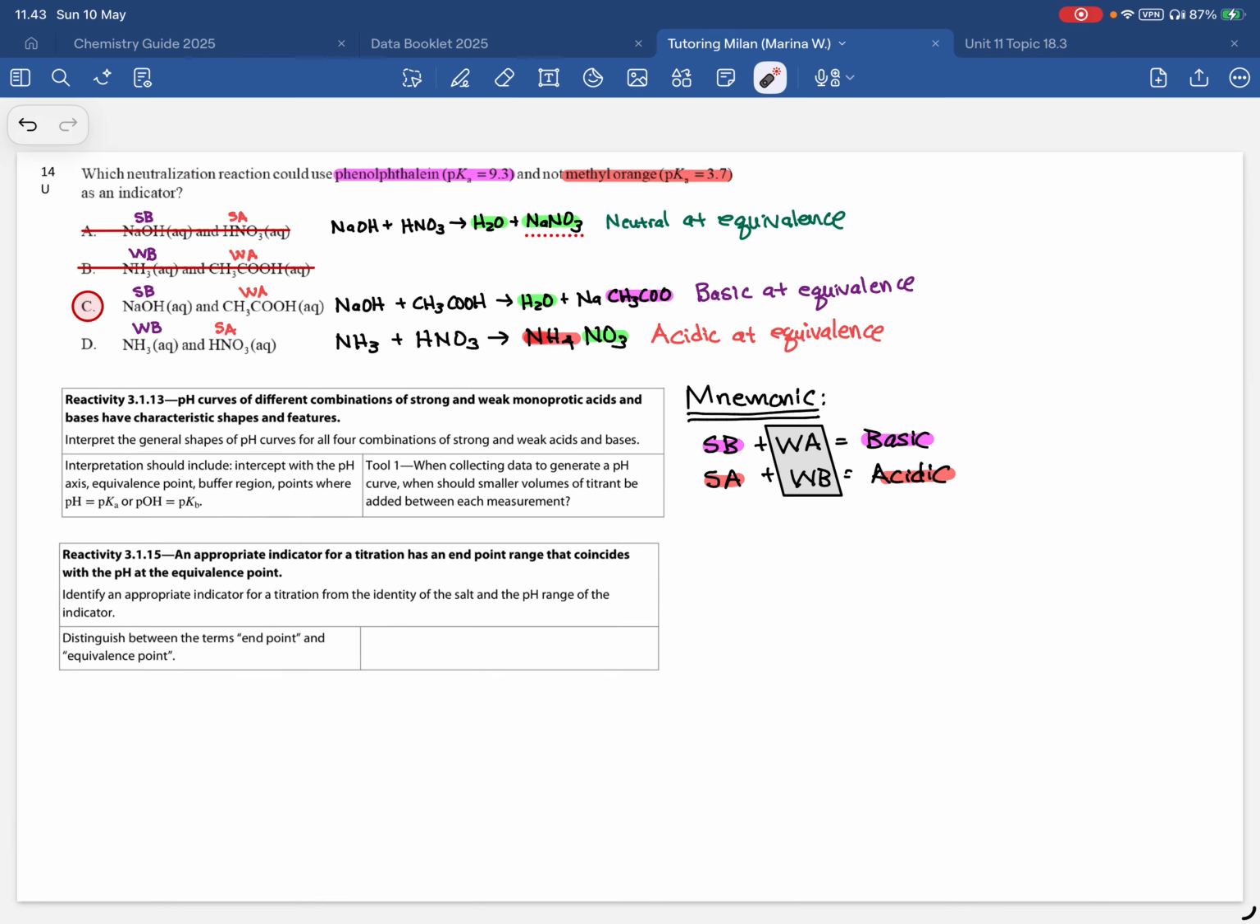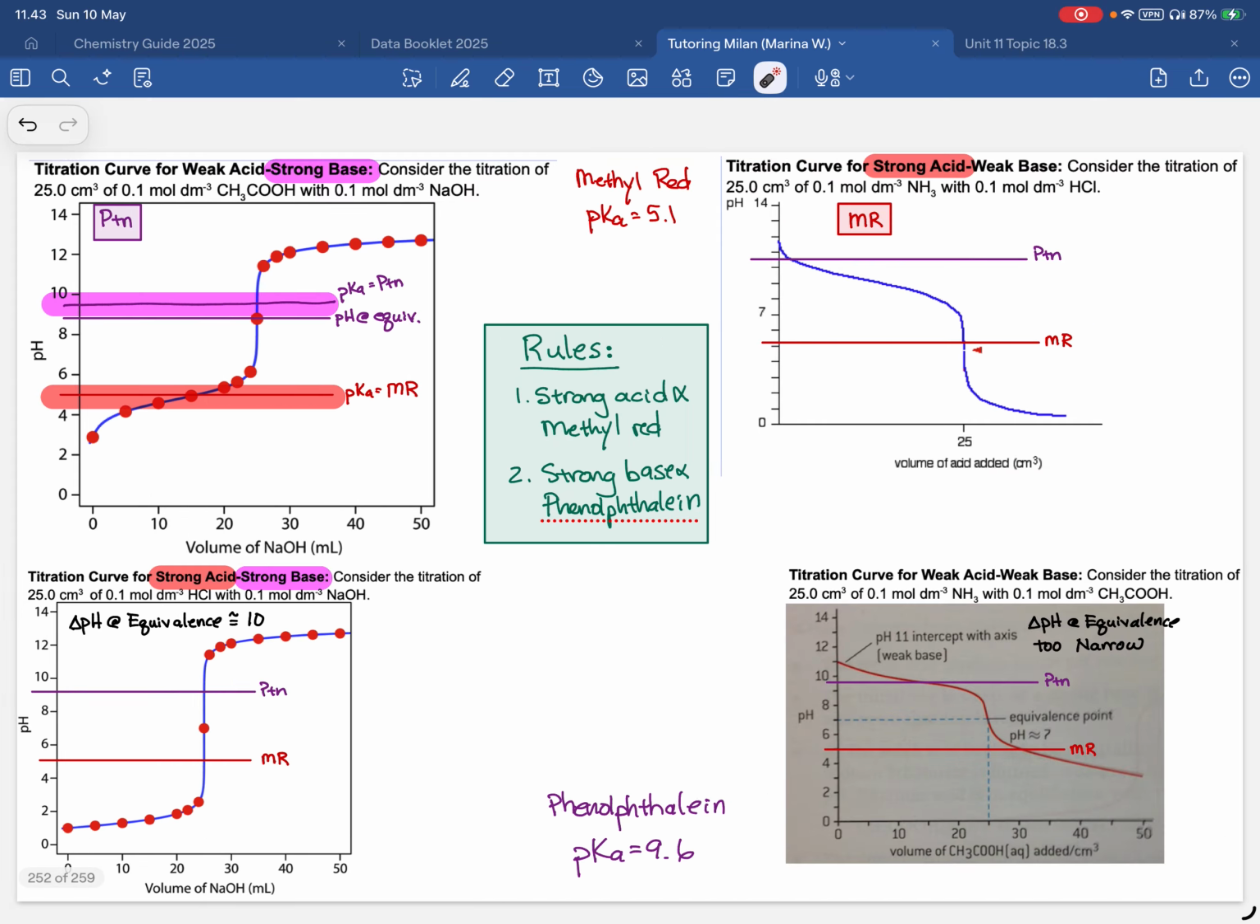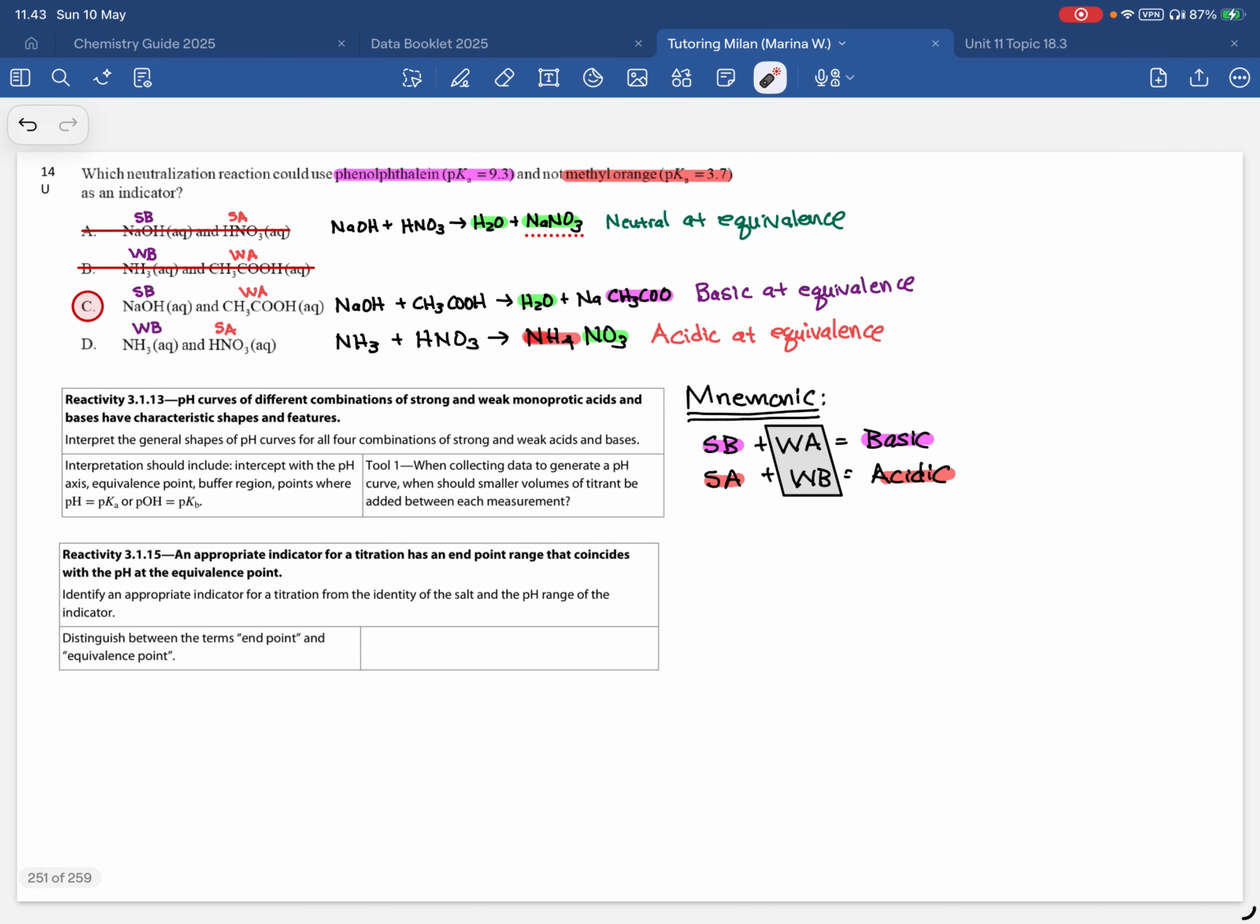Okay? And you can see that in the titration curves. So you have a strong acid weak base right here, and you can see that the methyl orange is going to catch it and the phenolphthalein will not. All right, I hope that helps.